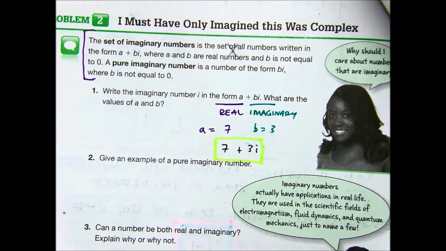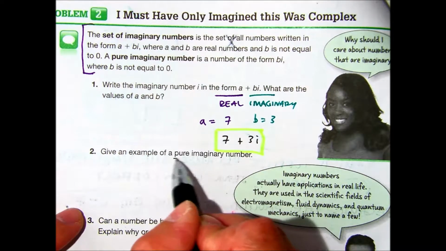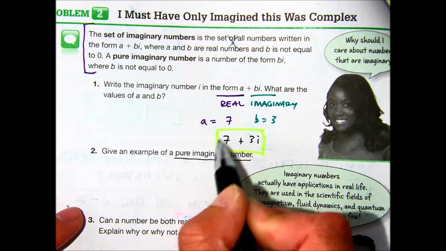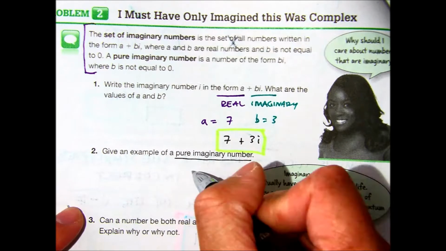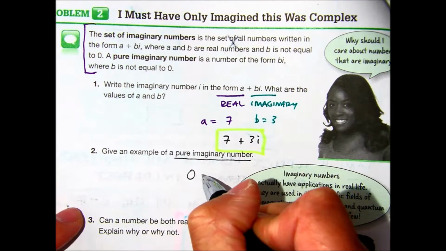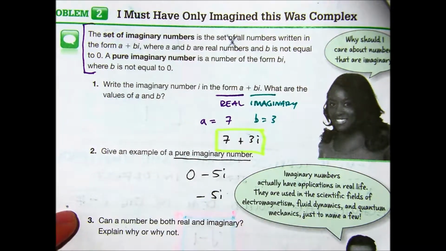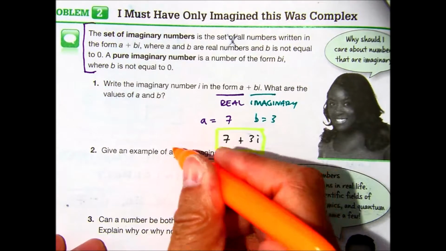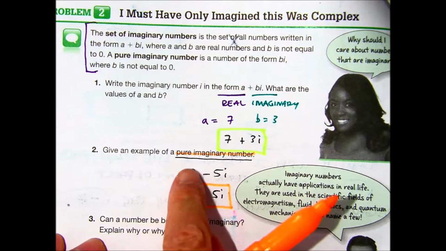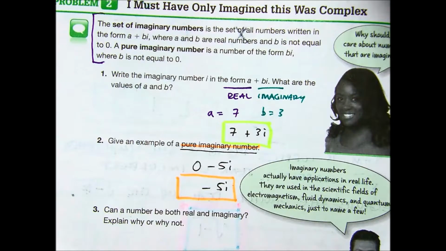Now, number 2. Justin, read for us, nice and loud. Give an example of a pure imaginary number. A pure imaginary number, that means just this goes away. So this number would have to be what, class? 0, and you can make up a number. Someone make up a number. How about minus 5i? So negative 5i is an example of a pure imaginary number. It doesn't have the real. The real part is the a value, or the one in front. Okay?